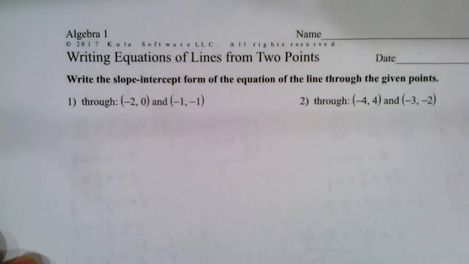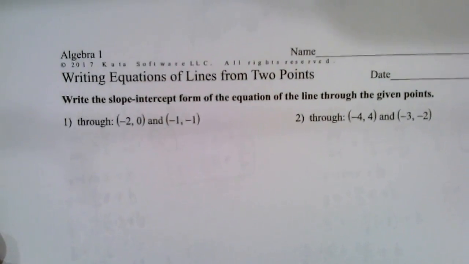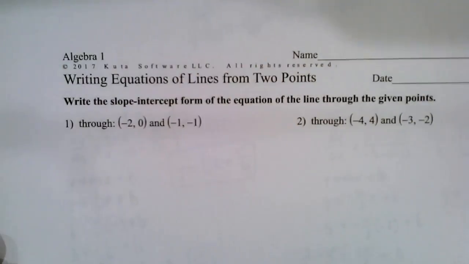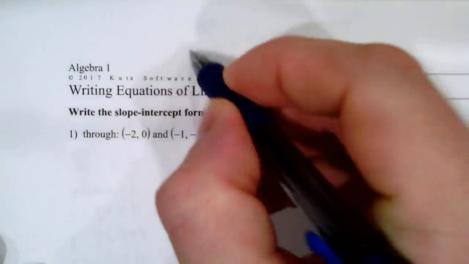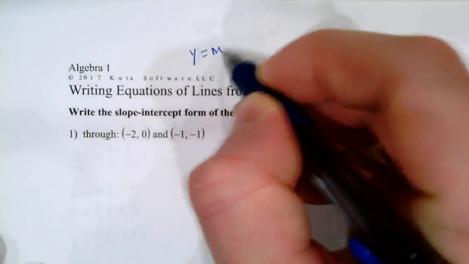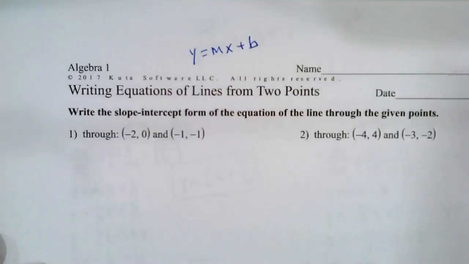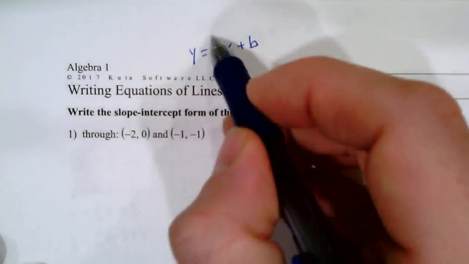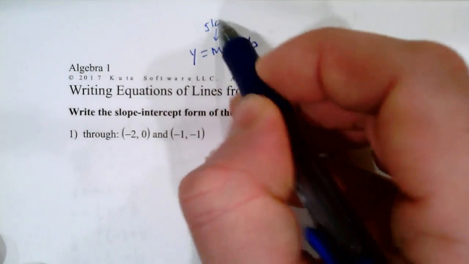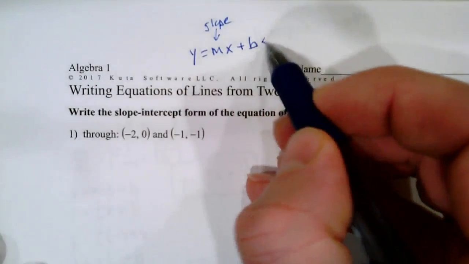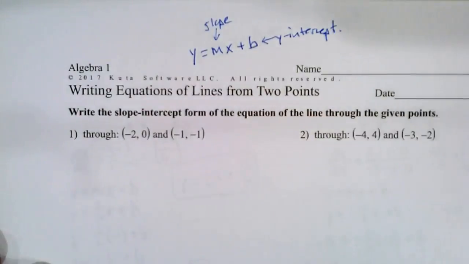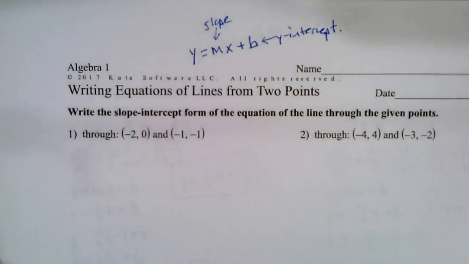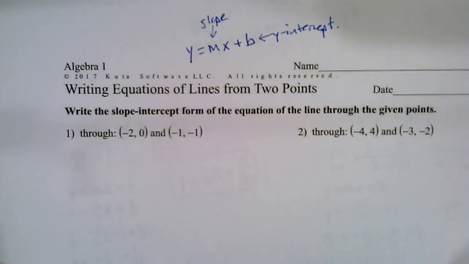Alright, in this video we're going to be writing equations of lines from 2 points. So we're given 2 points, there's a line that passes through those 2 points, and we're going to find the equation of that line. The equation is going to be written in y equals mx plus b form, where m is the slope and b is the y-intercept. Which means we just need to find out what the slope is and what the y-intercept is from these 2 points. Well, slope's the first thing we're going to do.